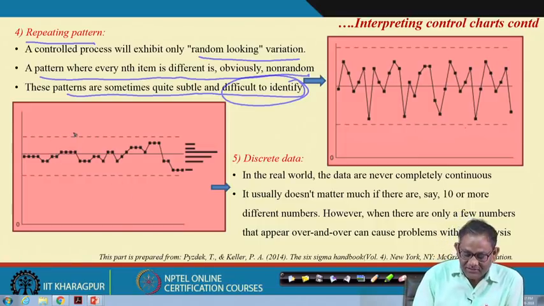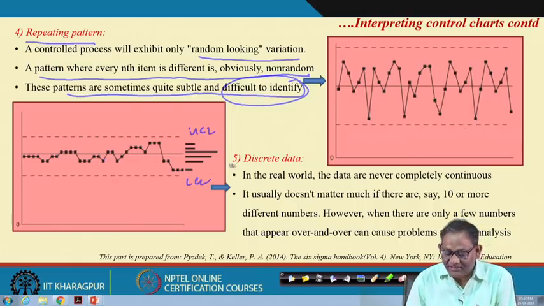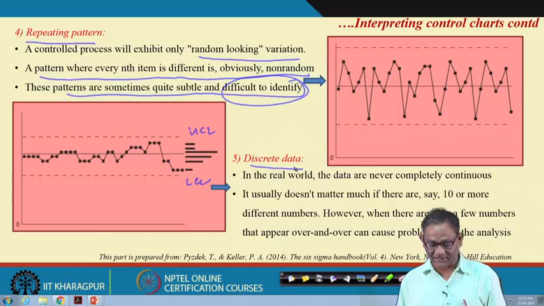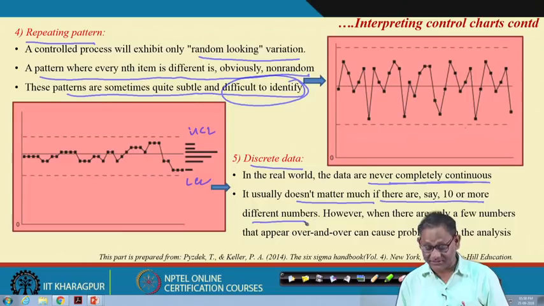Another one, here this is UCL and this is LCL. You may think it is very much under control, but this is discrete data. It is also a question, a thing to be investigated. In the real world, the data are never completely continuous. It usually does not matter much if there are 10 or more different numbers.